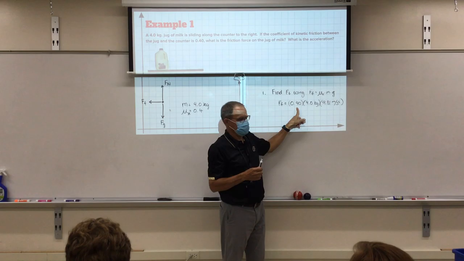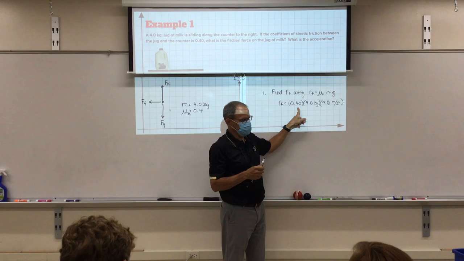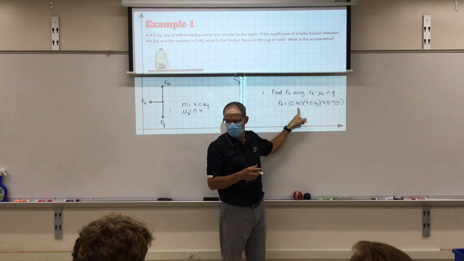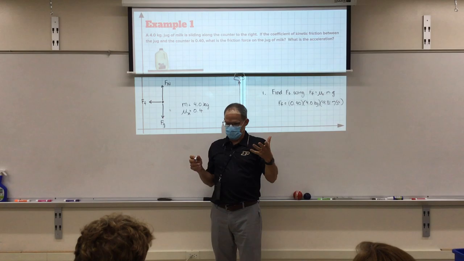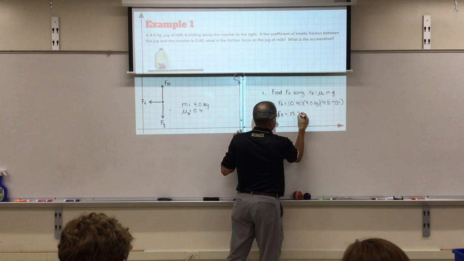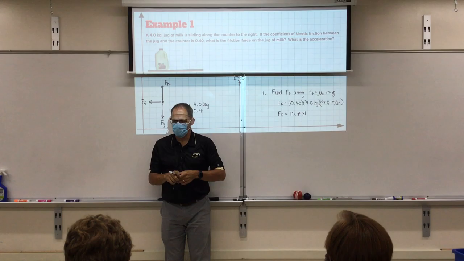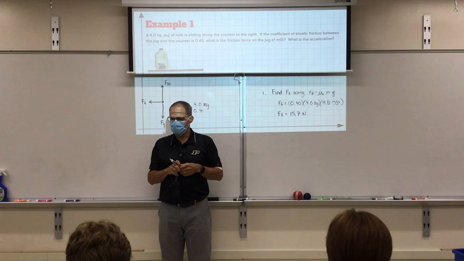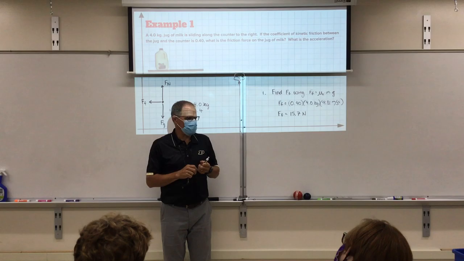Okay, let's just ballpark this. This is 10. What's 10 times 4? 40. What's 4/10 of 40? We'll take 40 divided by 10. 4. And we got 4/10 of 16, close to 16. Now, since this is a little less than 10, our answer could be a little less than 16, right? So punch it in your calculator and see if you get an answer a little less than 16. We're close, right? That's the force of friction on the milk.